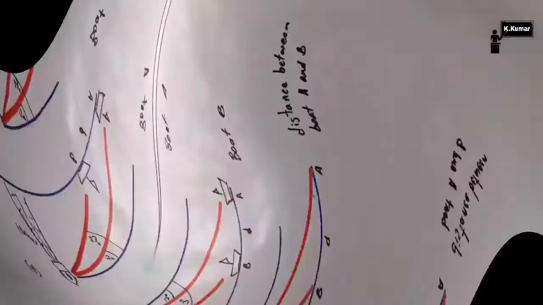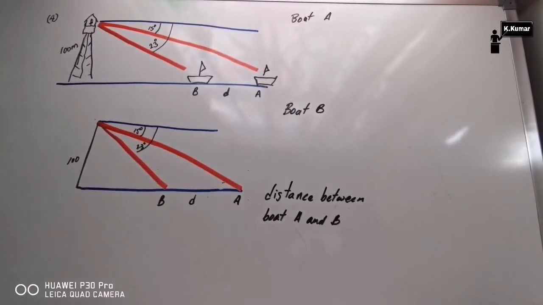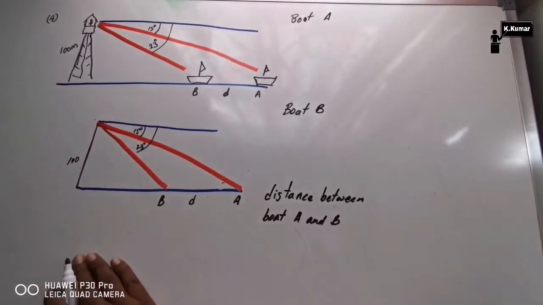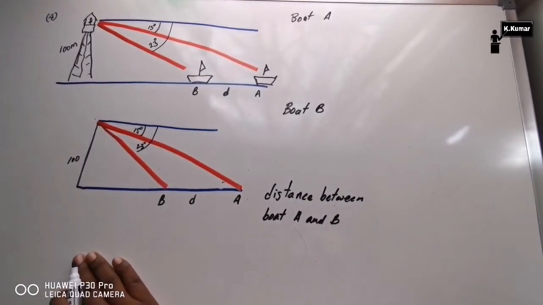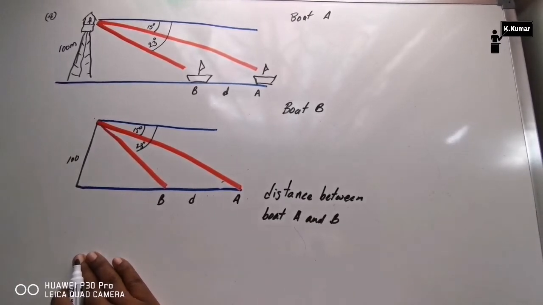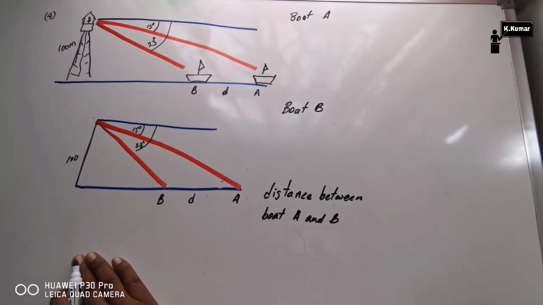This is example 4. Pause the video and copy the question. From a coastal lookout point P, 100 meters above the sea, a sailor sights two boats A and B in the same direction. The angles of depression of the two boats are 15 and 23 degrees respectively. Calculate the distance between the two boats.